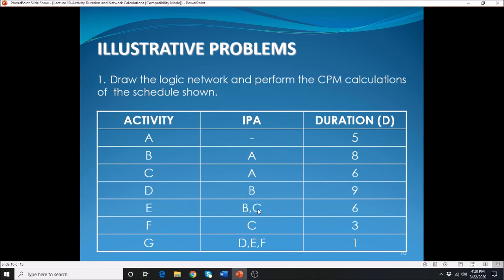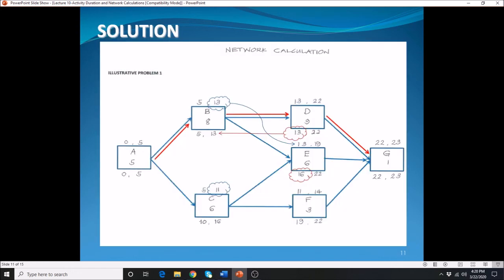What it means is that you cannot proceed with activity E unless both of those two activities are completed. The same thing applies to activity G. All of D, E, and F must be completed first before you move on to activity G. This is how you're going to draw them.